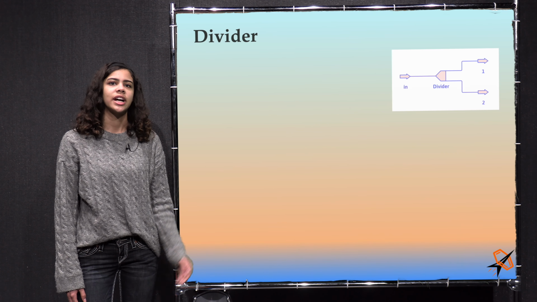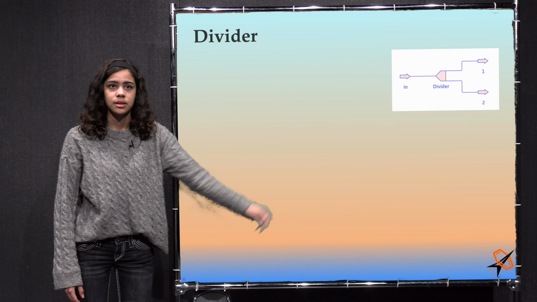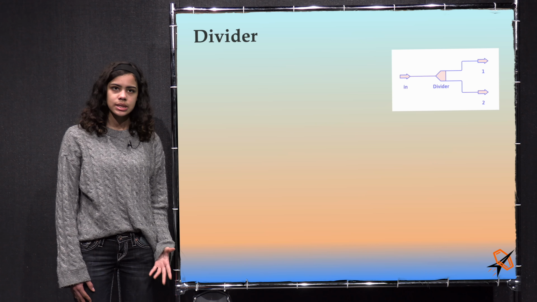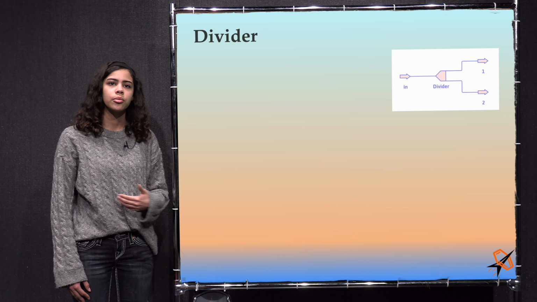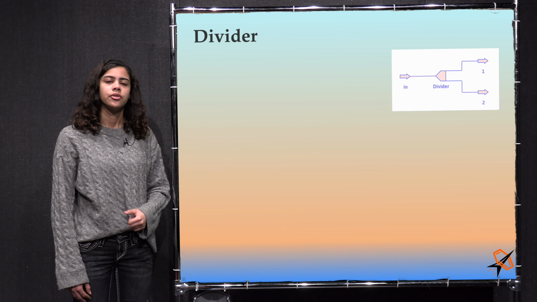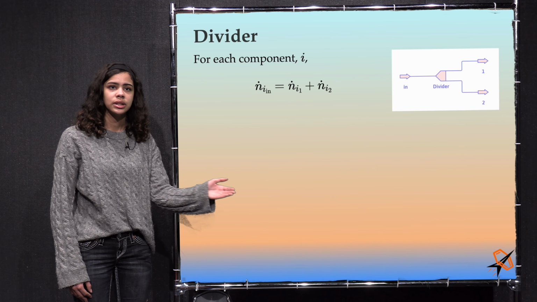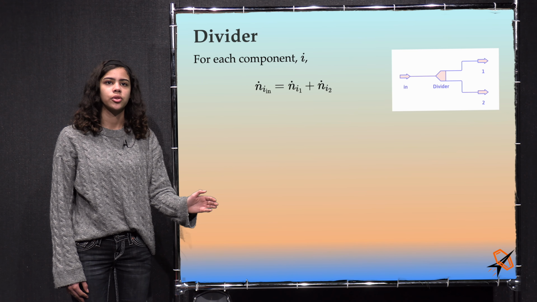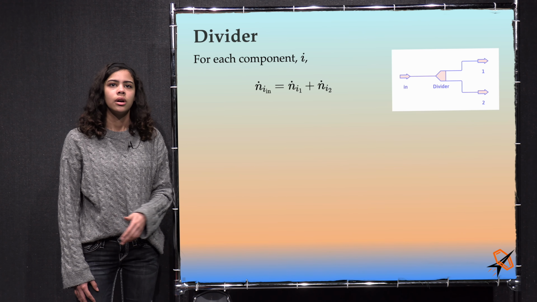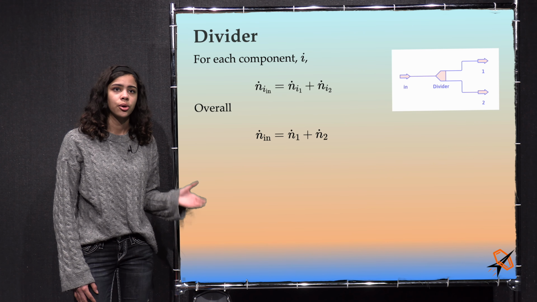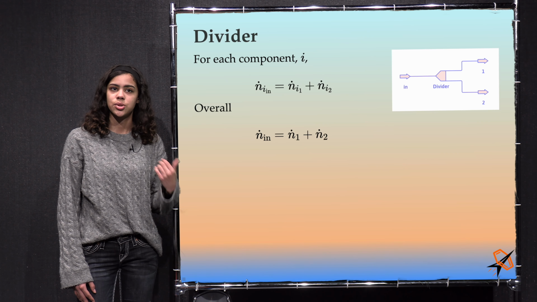For a divider, the diagram shows that we have 1 entering or input stream and 2 or more output streams. The general balance equation for this open steady-state system is that the molar flow in the input is equal to the sum of all the molar flow rates in the outputs. For each component, or chemical species i, the molar flow rate of species i entering the divider is equal to the sum of the molar flow rates of species i exiting from stream 1, stream 2, and so forth. Overall, a total balance yields that the total number of moles entering is equal to the sum of the molar flow rates of each exiting stream.